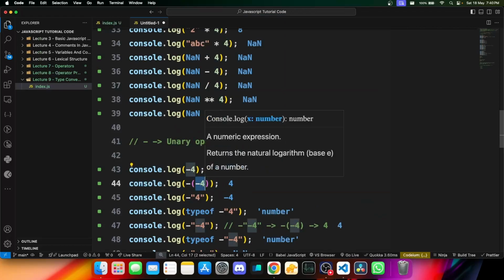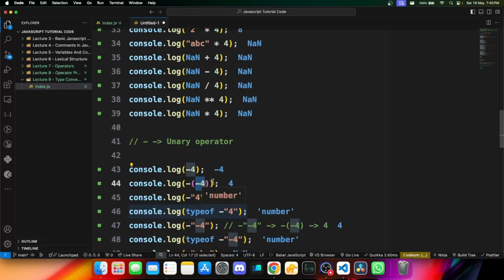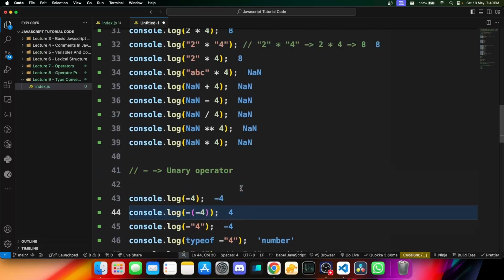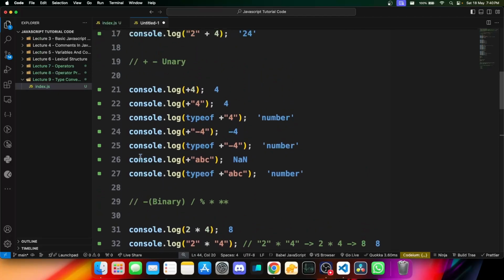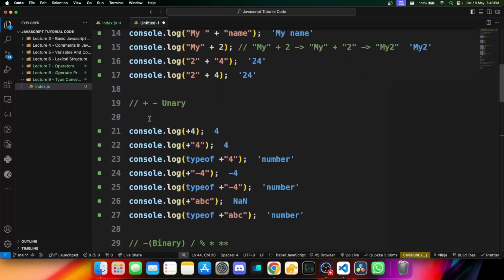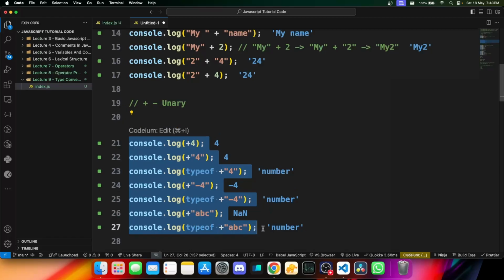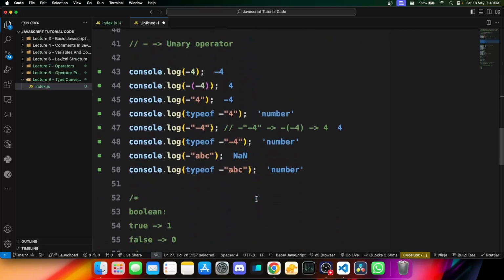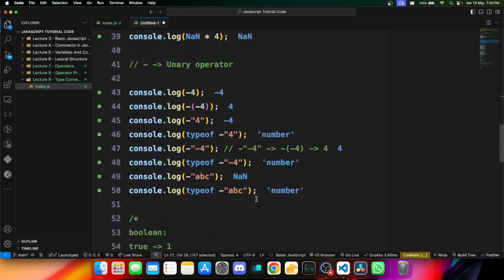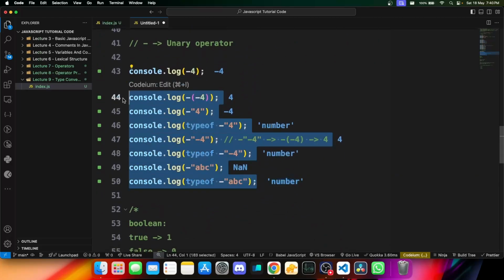Actually, I should do like this. Yeah, negative 4 that got converted to 4. That's one more use, obviously, but unary plus only has this use, that it converts a string that has a number inside it to a number. And you can see the other examples over here.